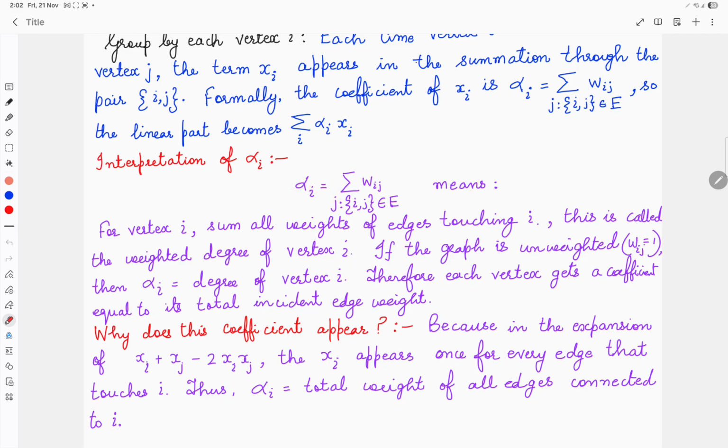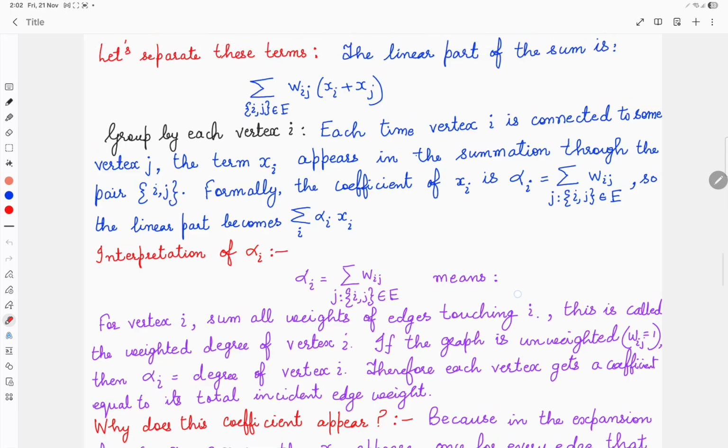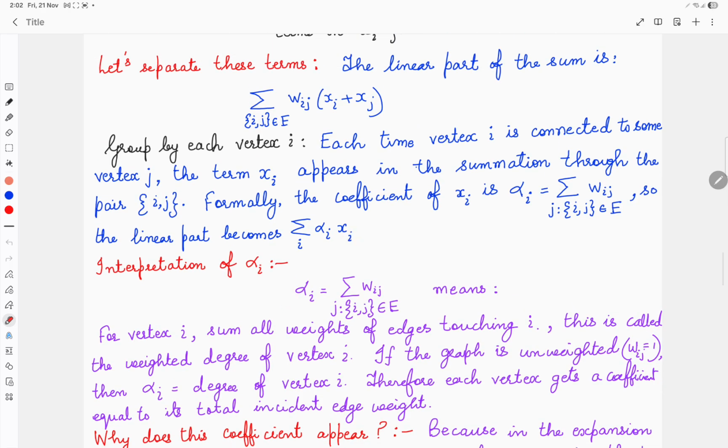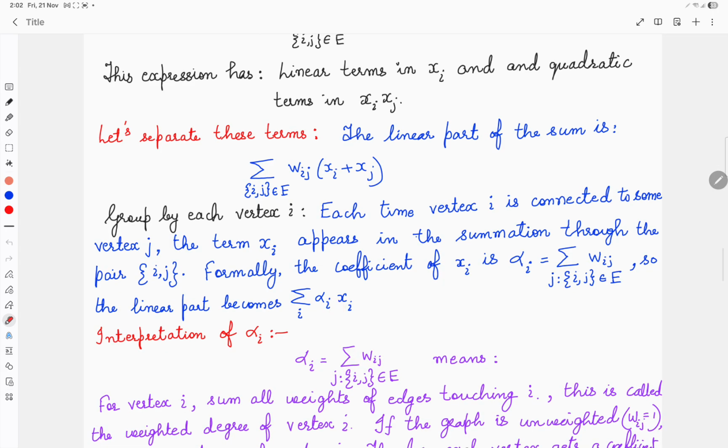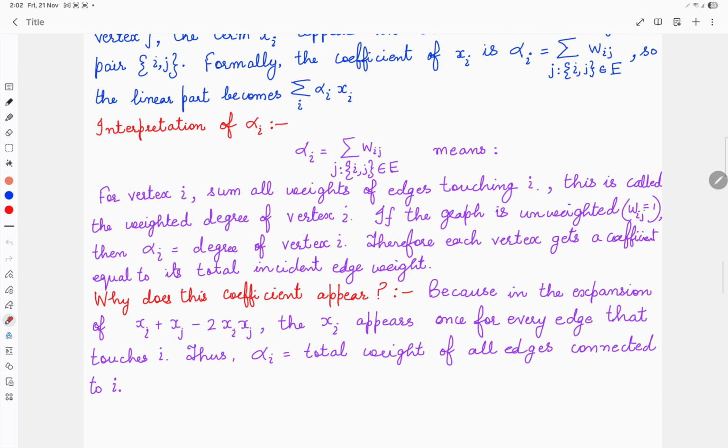Alpha I will then be the coefficient of each xi. So that's what alpha I is: for vertex I, sum all the weights of edges touching I. This is called the weighted degree of vertex I. If the graph is unweighted, alpha I will be the degree of vertex I. Therefore, each vertex gets a coefficient equal to its total incident edge weight.